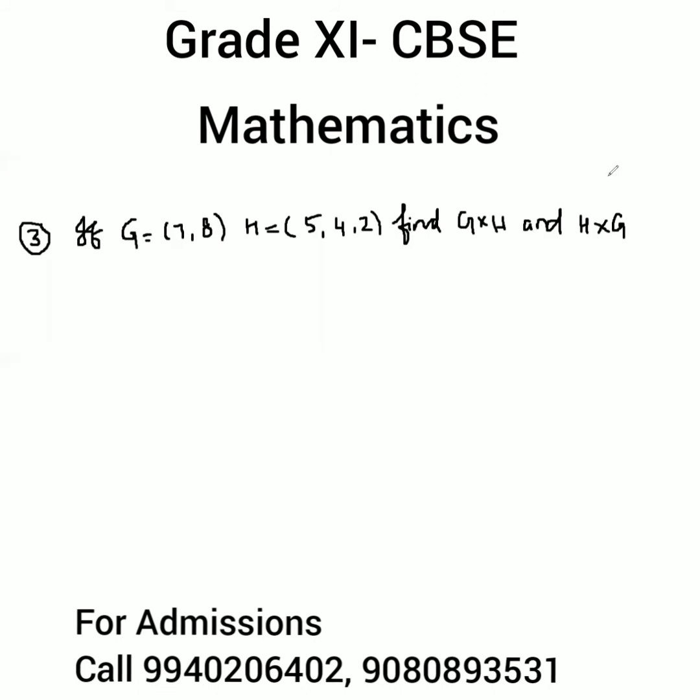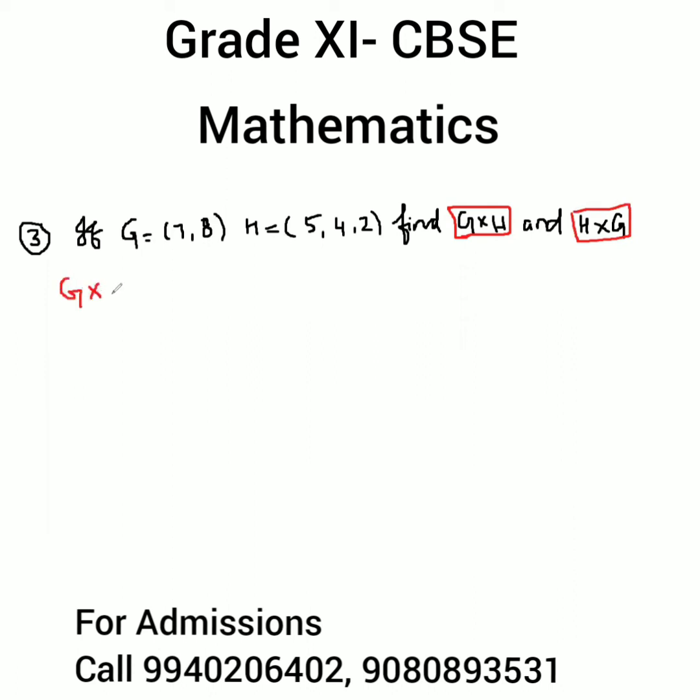The third sum is if G is equal to 7 comma 8, and H is 5 comma 4 comma 2. Now you have to find answers for 2 questions, that is G into H and H into G. Let me first find out G into H.